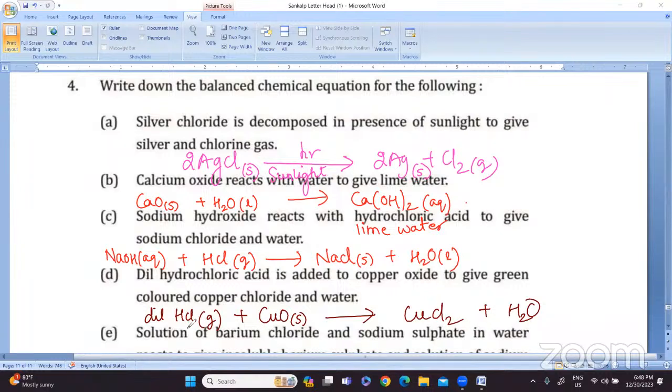So see, hydrogen is 1 here, and Cl is 2, so I can take 2 HCl. So 2 hydrogens, 2 chlorine, 2 chlorine. Then here oxygen is 1, and the oxygen on the other side is 1. So this is a balanced reaction. Is it clear, students? Okay, fine. So like this, you will be getting the question.